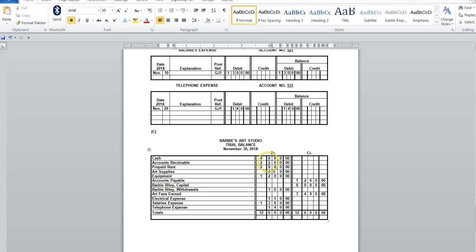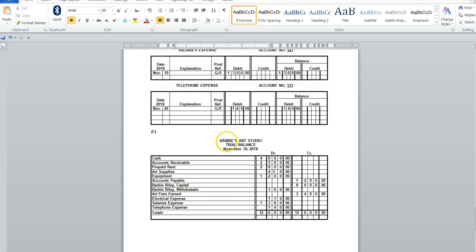So you'll see the listing of the assets first. That's usually referred to as general ledger order. The assets first, then the liabilities and capital account with the negative capital account and the temporary capital accounts. Negative capital would be the withdrawals, which is a temporary account, gets closed, revenues and the expenses as well.